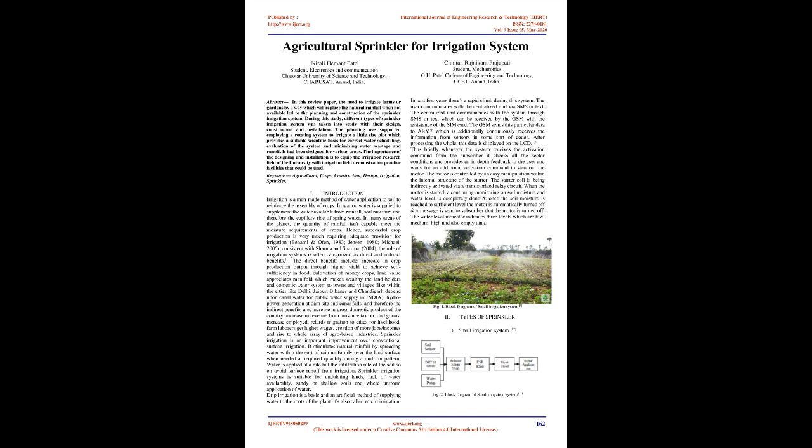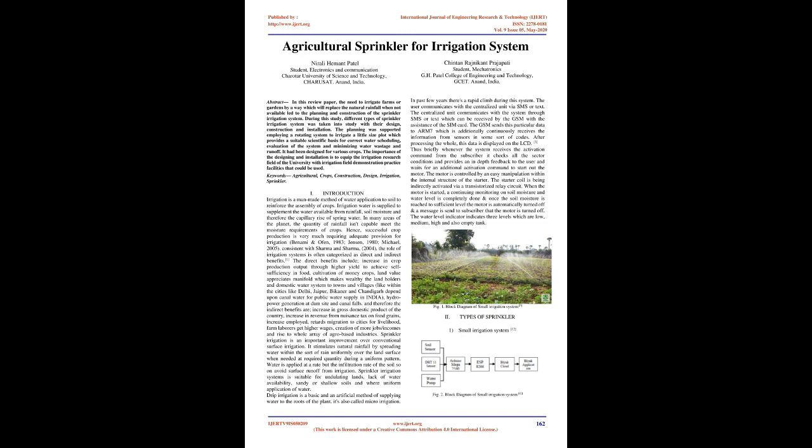Sprinkler irrigation is an important improvement over conventional surface irrigation. It simulates natural rainfall by spreading water in the form of rain uniformly over the land surface when needed, in the required quantity, in a uniform pattern. Water is applied at a rate lower than the infiltration rate of the soil so as to avoid surface runoff from irrigation. Sprinkler irrigation systems are suitable for undulating lands, lack of water availability, sandy or shallow soils, and where uniform application of water is needed.